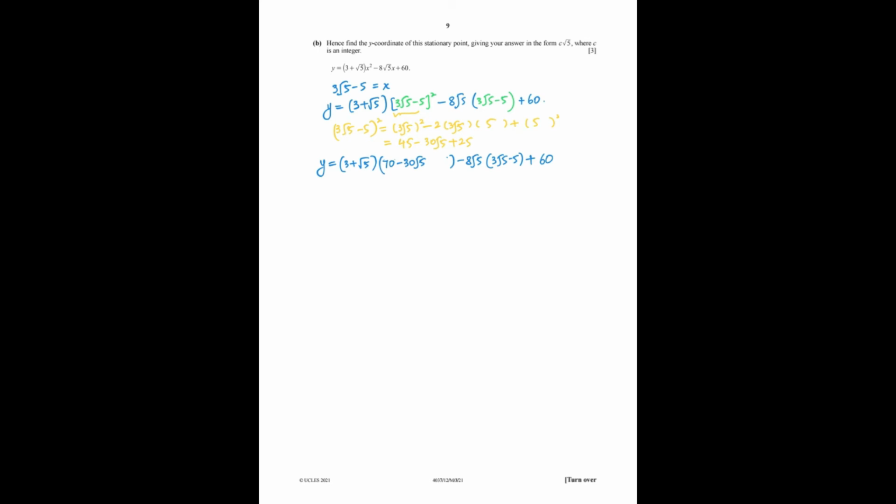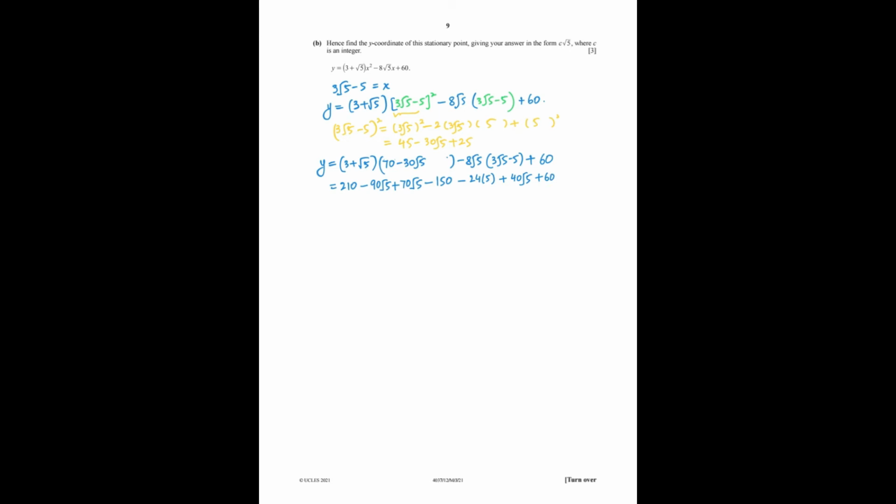And now we are going to start with the multiplication. So 3 into 70 is 210, plus minus minus, 3 3s are 90√5, plus 70√5, and plus minus minus 30 into 5, that leads to 150. Alright, minus 8 3s are 24, and 24√5 times √5 will be 5, minus minus plus, 5 8s are 40√5, plus 60.